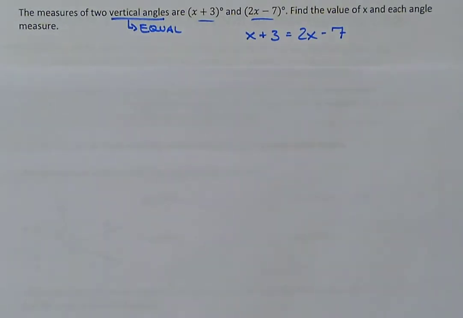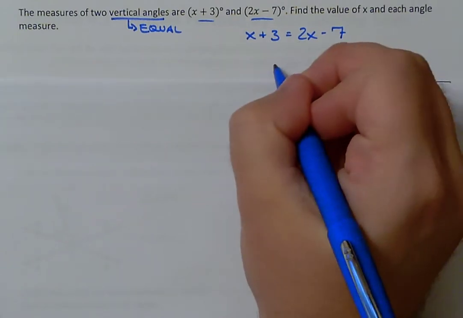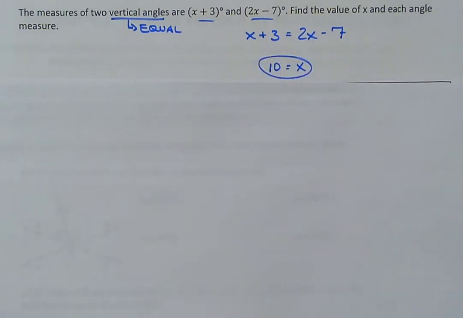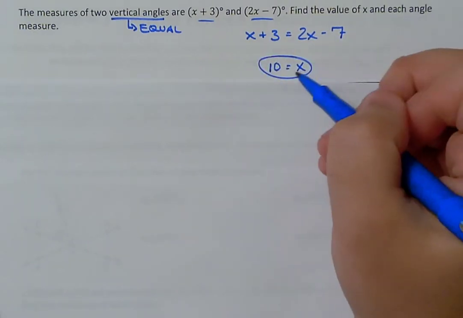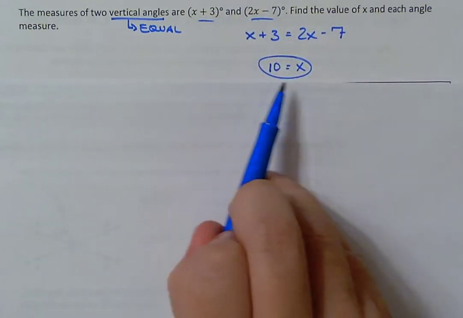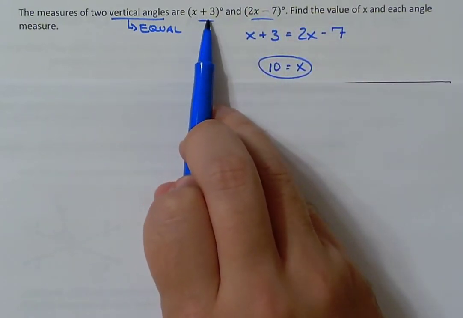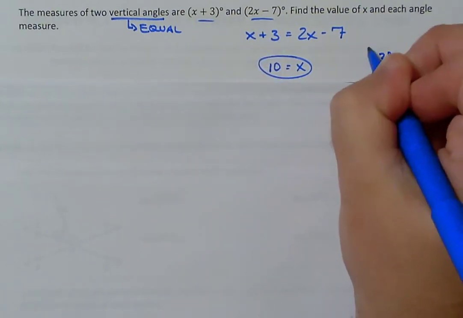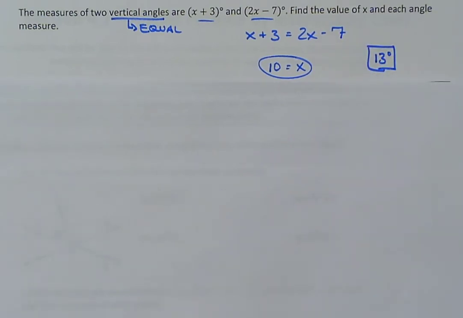I'll let you solve that and practice your solving skills. If you want to know what x equals, you should get 10 at the end. If it wants to know the measure of each angle, you just plug 10 into one of the expressions. If I do that, 10 plus 3 is 13. So the measure of each angle is 13 degrees. That is our example 1 on using the vertical angles theorem to find angle measures and also to find the value of a variable.